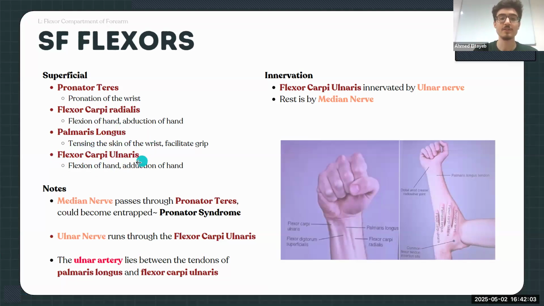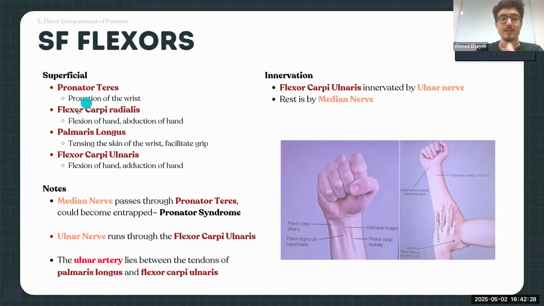Then you have flexor carpi ulnaris, flexion of the hand, and it's responsible for also adduction of the hand. And how does naming muscles work in anatomy? You start off with the function of the muscle, and then you will talk about possibly the insertion and then the origin, more or less.